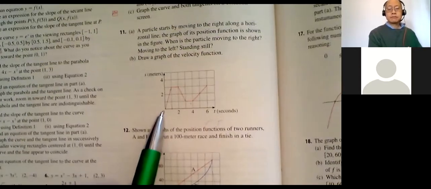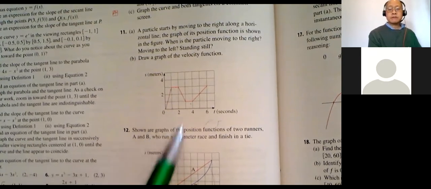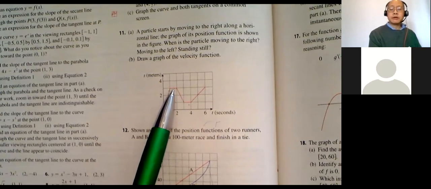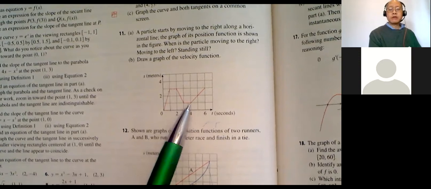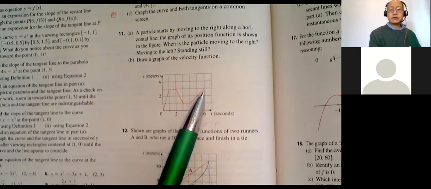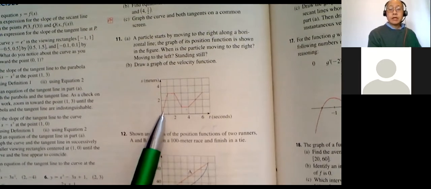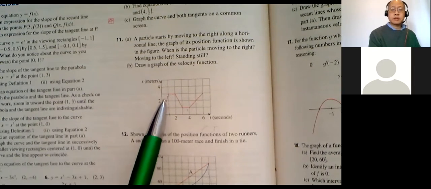So when this experiment begins, you haven't gone anywhere. Makes sense. And after 1 second, 3 meters away. 2 seconds, still 3 meters away. 3 seconds, 1 meter away. 4 seconds, 1 meter away. 5 seconds, 2 meters away, and 6 seconds, 3 meters away. Okay. So that means the particle is moving to the right between 0 and 1. Correct? It goes from 0 to 3.